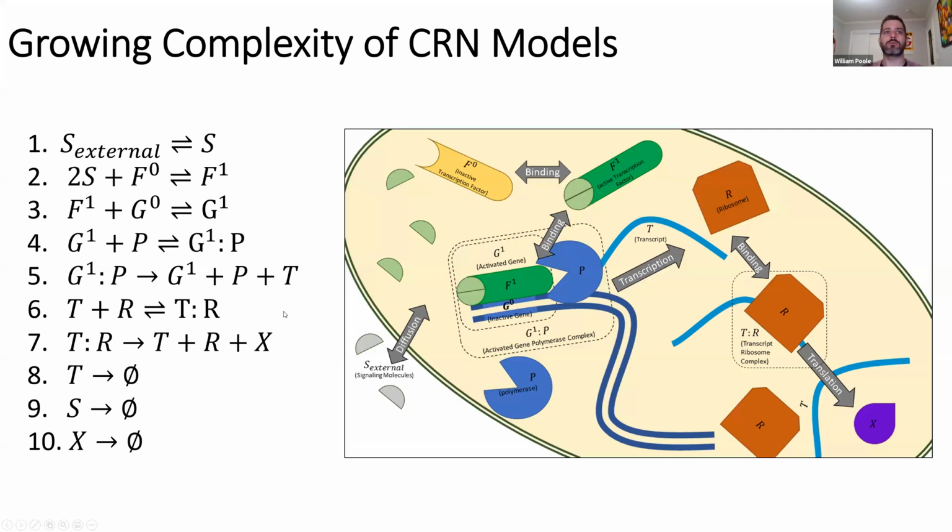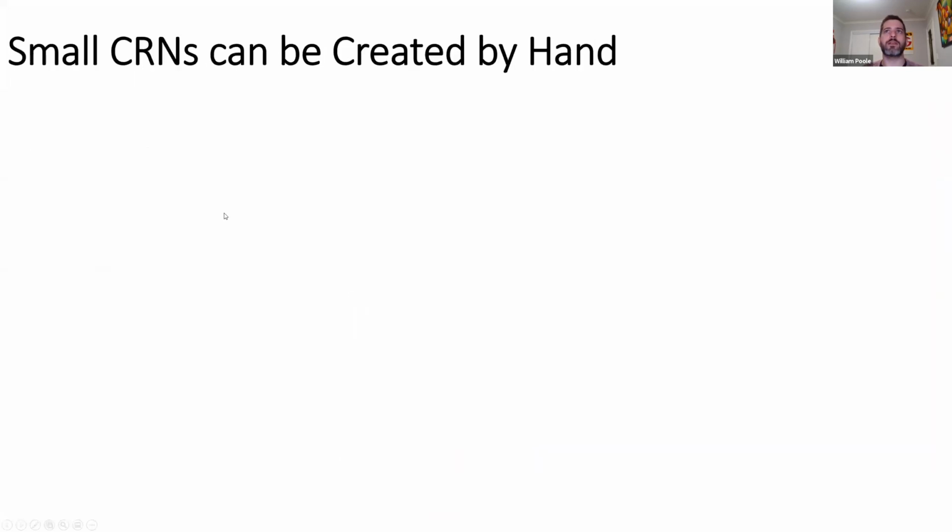I can write this down, right? This is not too complicated. In fact, I'll write it down in Biocompiler code for you right now. So I can create all the species. Here's S external, and I'm using these attributes to say it's external. But again, this is just code. It doesn't matter that much. Here's the species S. Again, it's different from S external because it has no attributes.